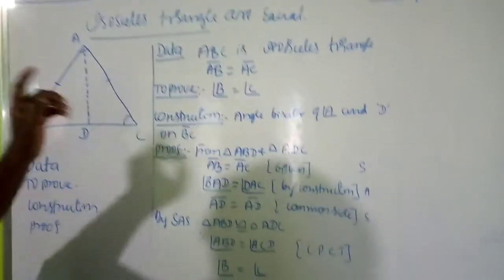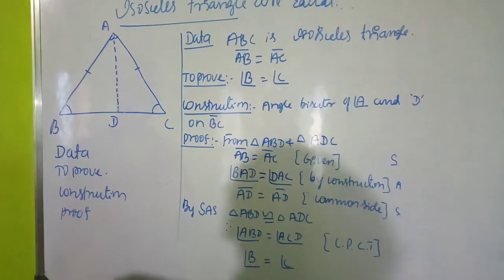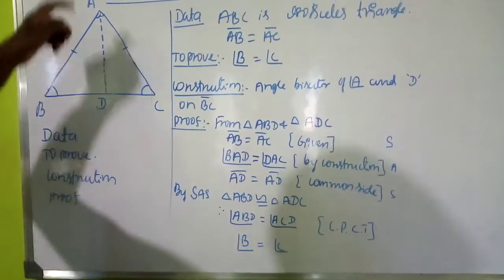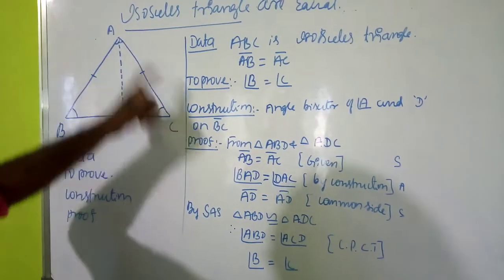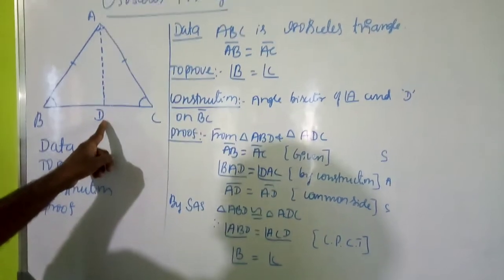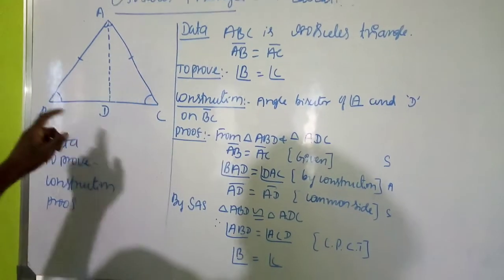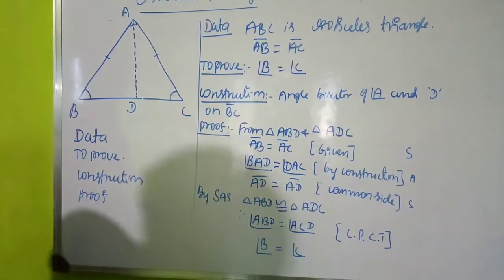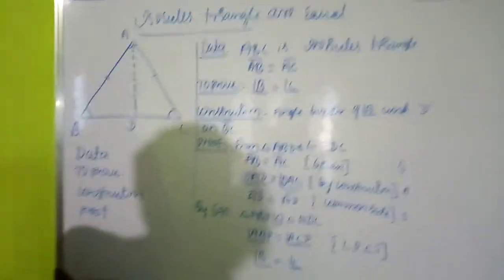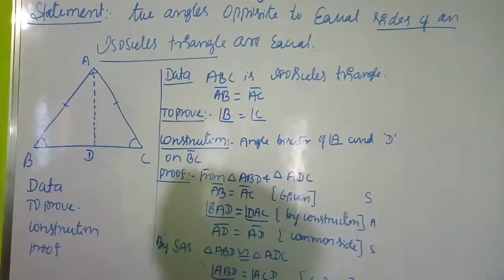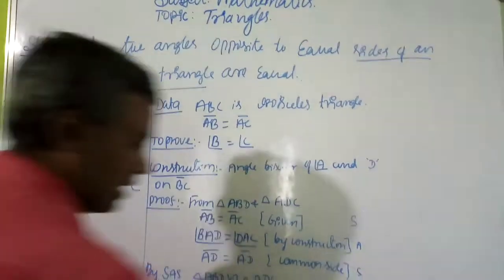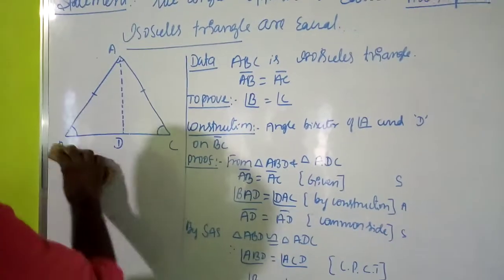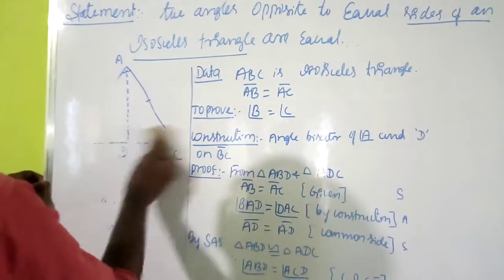So by the SAS congruence rule, these two triangles are congruent. Due to that, angles ABD and ACD are corresponding parts of congruent triangles. Due to that, angle B is equal to angle C. This is the proof that angles opposite to equal sides of an isosceles triangle are equal. Okay, students, based on this result, we are going to do some problems.